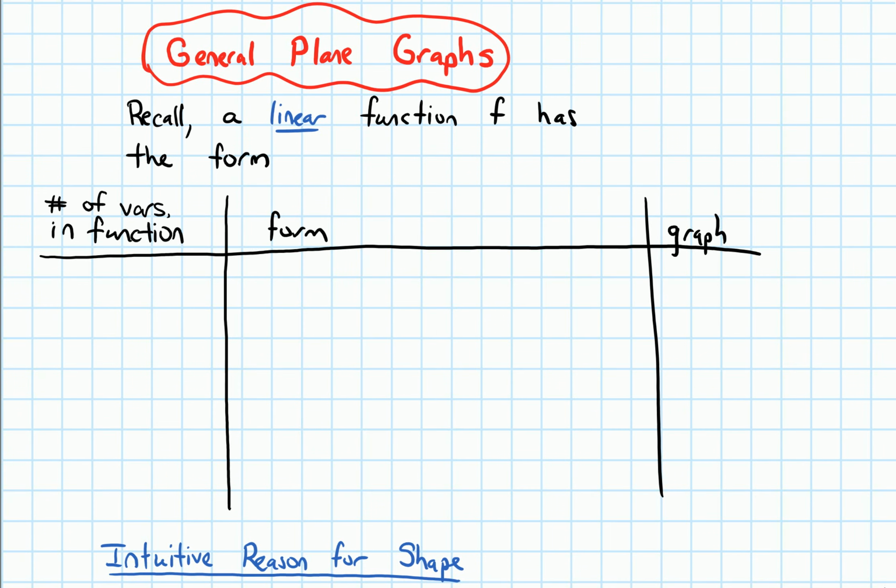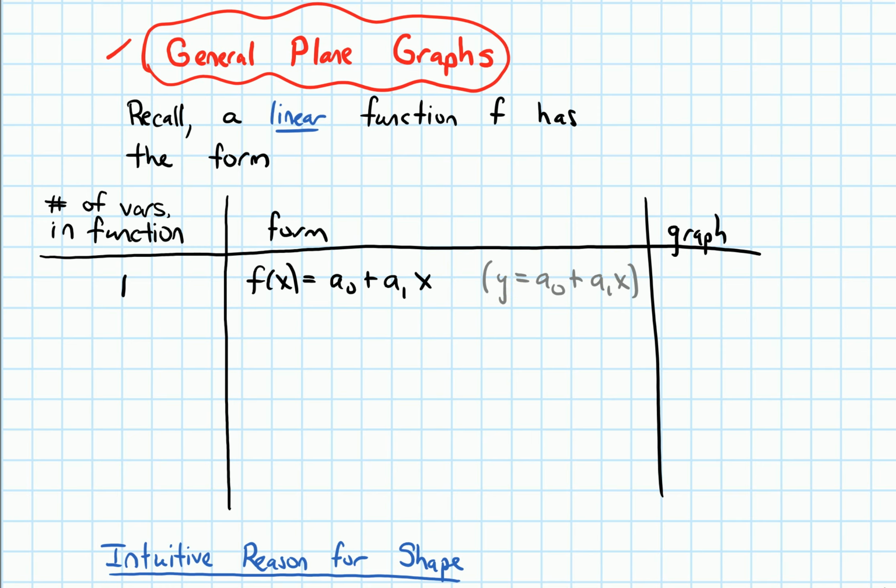In this video, we will talk about how to graph general planes. So recall that a linear function f has the form. First, if my function is in terms of one variable, it would have the form f of x equals a naught plus a1x, where the a naught and the a1 are just some constants. And if we replace f of x with a y, we could write this as y equals a naught plus a1x. And we've seen what the graphs of functions like this look like.